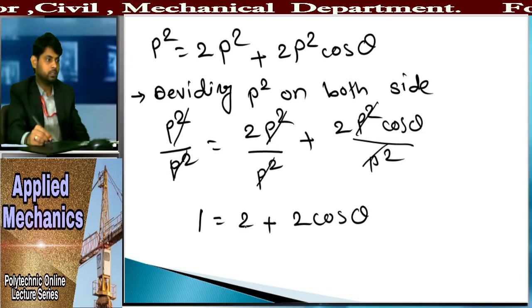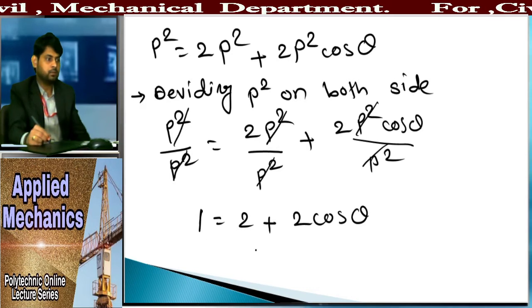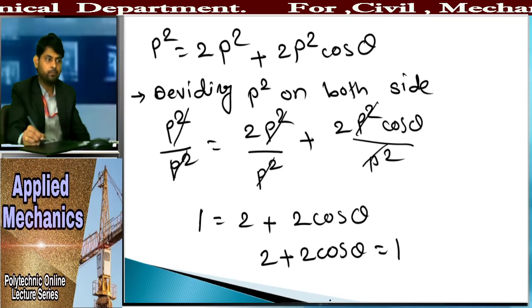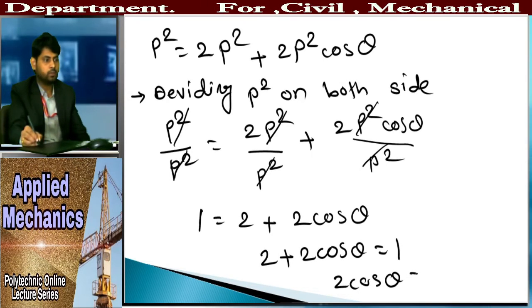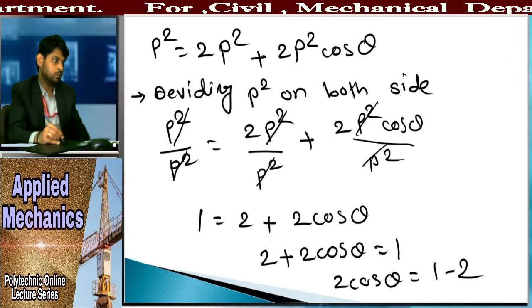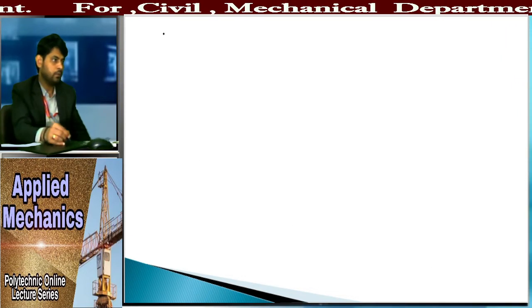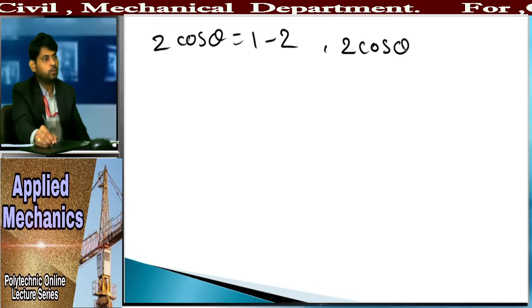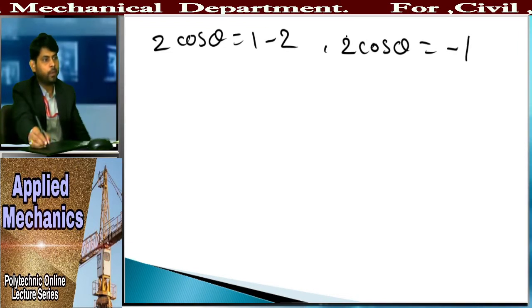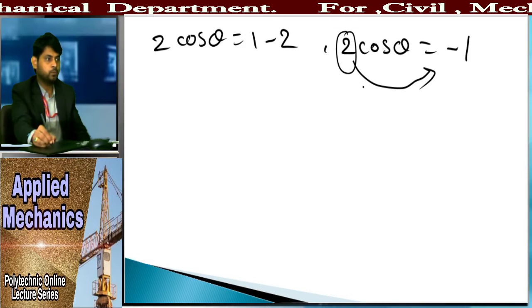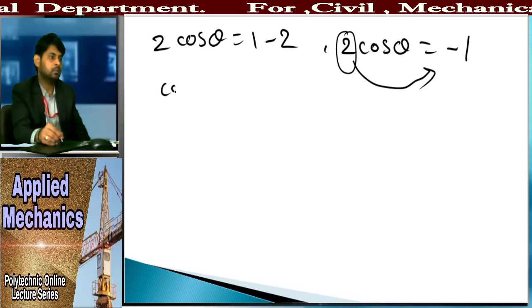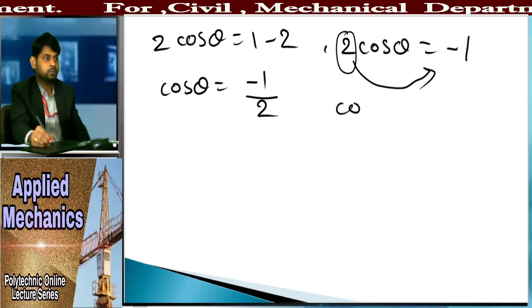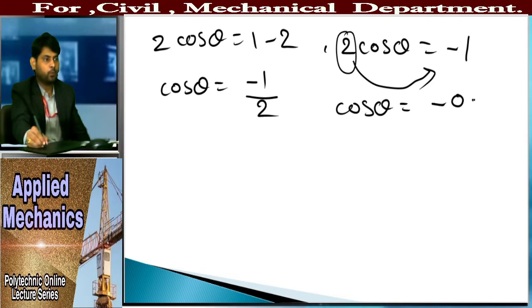Right. So here shift this 2 towards the left side, or you can write this equation like this: 2 plus 2 cos theta is equal to 1. Right. So 2 cos theta is equal to 1 minus 2. So 2 cos theta is equal to minus 1. Then this 2 shifts towards the right side, it goes in the denominator. So here cos theta is equal to minus 1 divided by 2. So cos theta is nothing but minus 0.5.